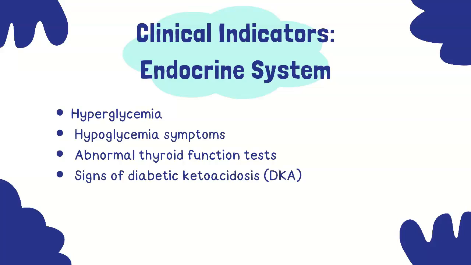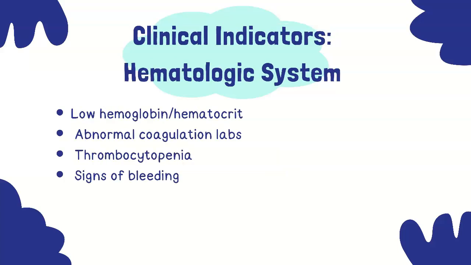Clinical signs of diabetic ketoacidosis can include things like rapid deep breathing. And they have a word for those respirations. It's Kussmaul respirations. Fruity smelling breath caused by ketone production. Those indicators are some of what you will see in the endocrine system.